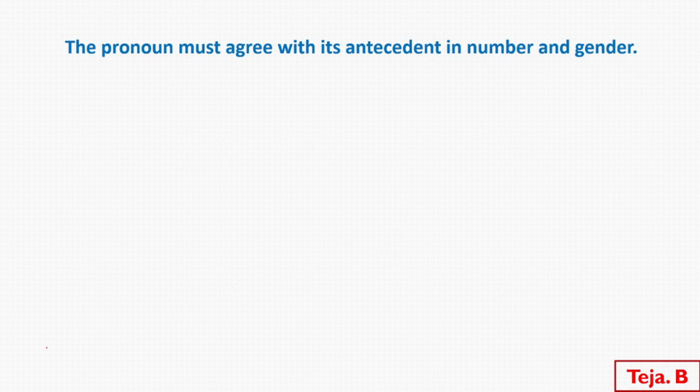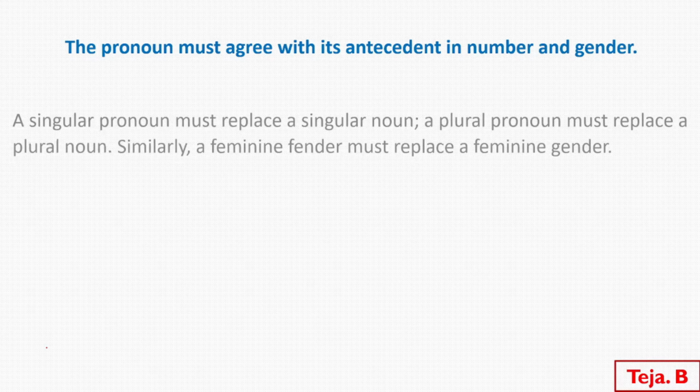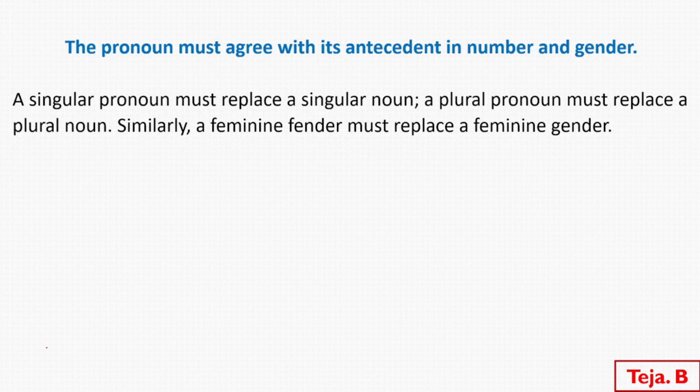Next one. Let's see. The pronoun must agree with its antecedent in number and gender. Right? Clear, guys? A pronoun must agree with its antecedent in number and gender. Let's see. A singular pronoun must replace a singular noun. A plural pronoun must replace a plural noun. Similarly, a feminine gender must replace a feminine gender. A masculine gender must replace a masculine gender.